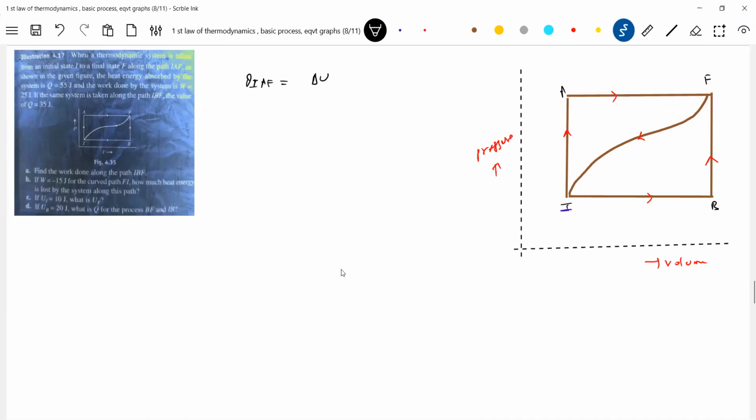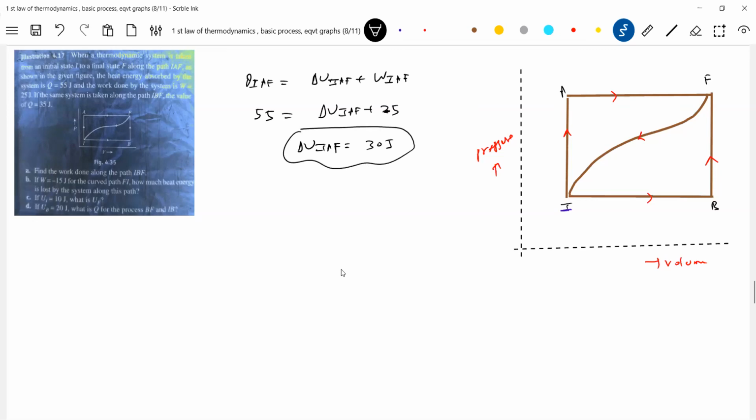Q_IAF should be equal to delta U_IAF plus W_IAF. Q_IAF is equal to 55 joules and the work done by the system is 25. So delta U_IAF should be equal to how much? 30. Okay.